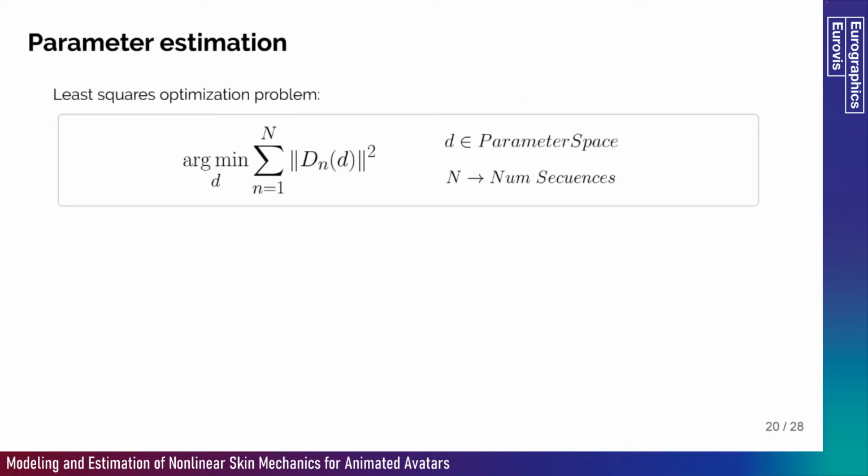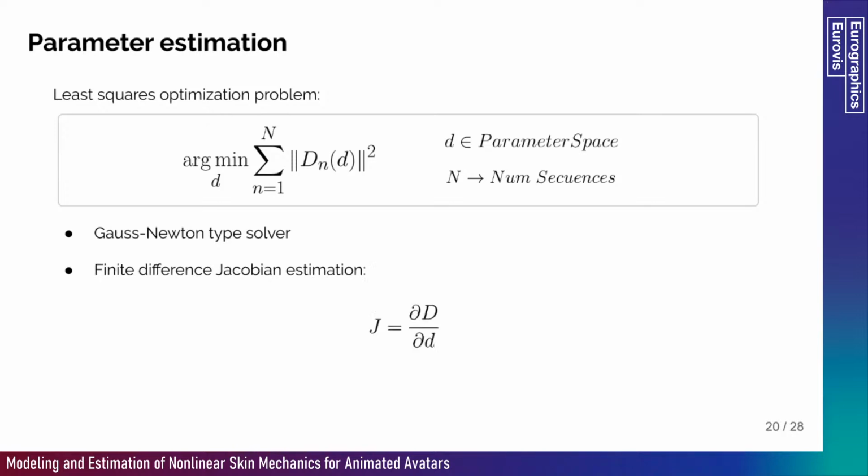Based on this anisotropic residual, we pose the estimation as a least squares optimization problem for each subject, minimizing the sum of squared residual norms for different sequences. To take advantage of the least squares structure of the error, we used a Gauss-Newton type solver. And due to the complexity of the simulations, the Jacobian of the residual is computed with finite differences.